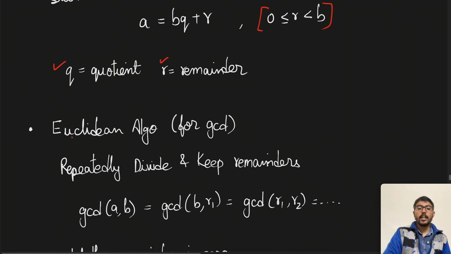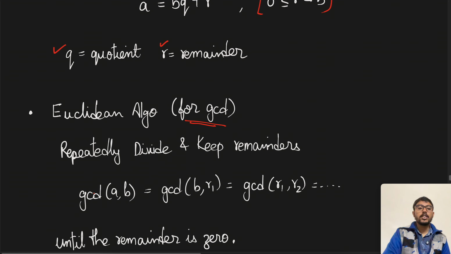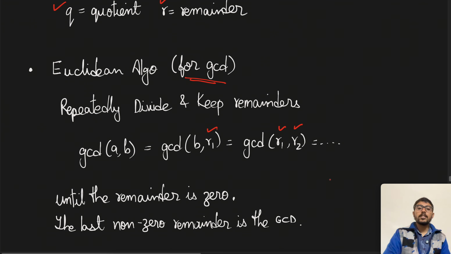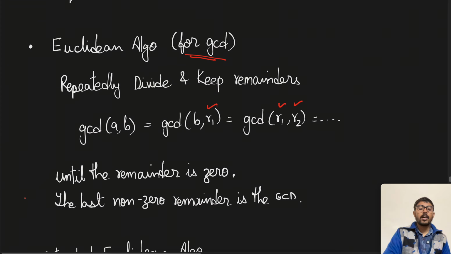Next we come to the Euclidean algorithm itself. So the algorithm states to repeatedly divide and keep the remainders in the calculation. For GCD calculation, we can have GCD of a, b equal to GCD of b, r1, GCD of r1, r2 and so on. Now how these r1, r2 are derived and used, we will see in the solution below. We will do all these steps until we get the remainder equal to 0, right, and we will know that the last non-zero remainder in this process is going to be the GCD of a and b.